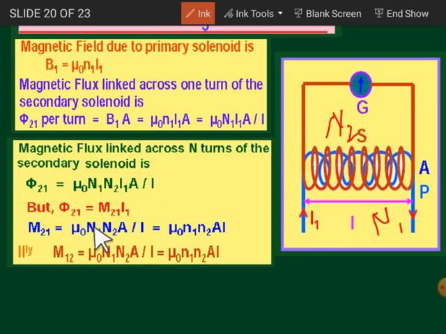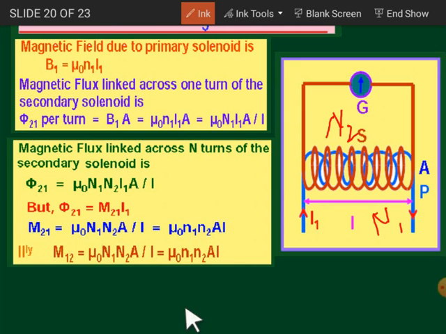If you want to express it in terms of the number of turns per unit length again, then it will be mu naught n1 n2 A into L, right? So this is the coefficient of mutual induction, or mutual inductance, of the secondary coil when current is flowing in the primary coil.